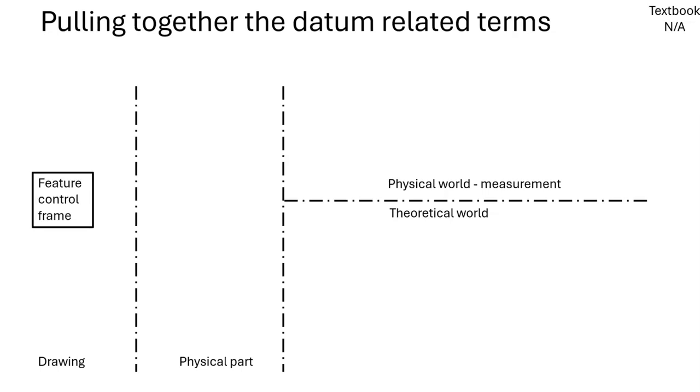On the drawing, we specify feature control frames. They exist only on the drawing. The feature control frames specify datum features. Datum features exist on the physical part. Datum features constrain the translations and rotations of the part.